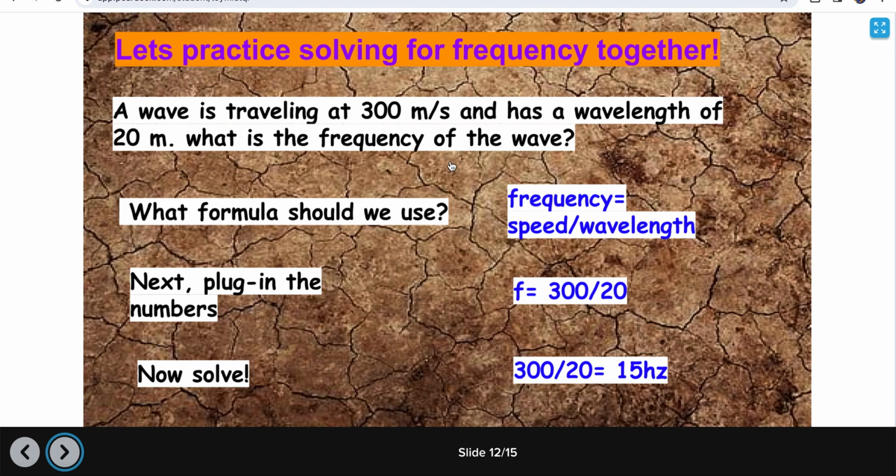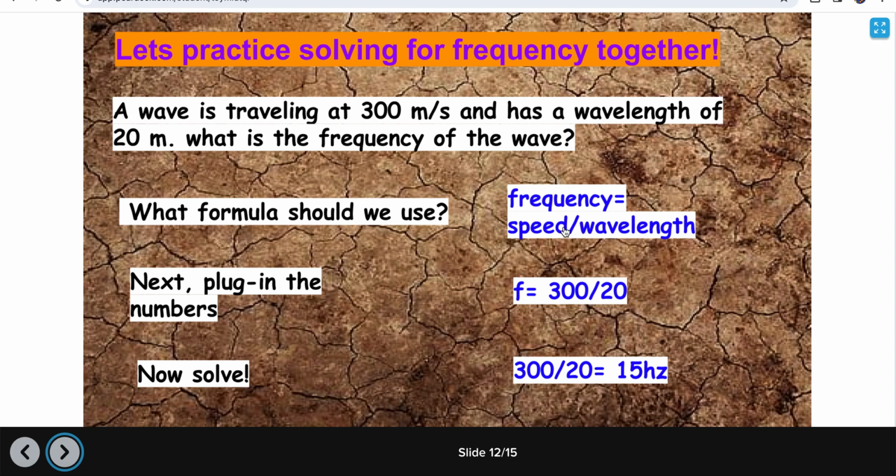So every single second, you have 300 waves passing a certain point. And it has a wavelength of 20 meters. What is the frequency of the wave? Well, we know that we need the frequency formula because it's telling us we need it. So frequency equals speed times wavelength.